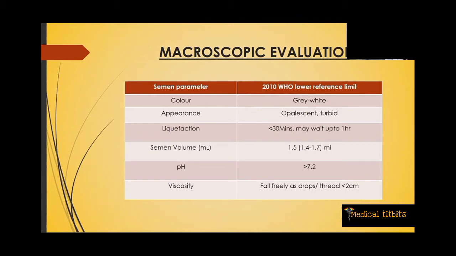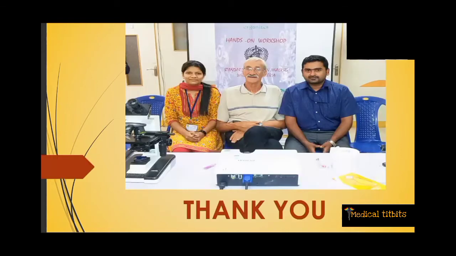ml. The pH is measured using a pH paper. It should be more than 7.2. And viscosity is the ability to fall freely as drops from a pipette, or the threads which are formed are less than 2 centimeters in length. This shows a normal viscosity.